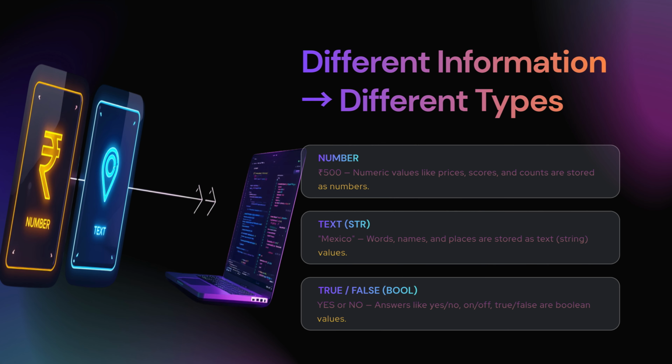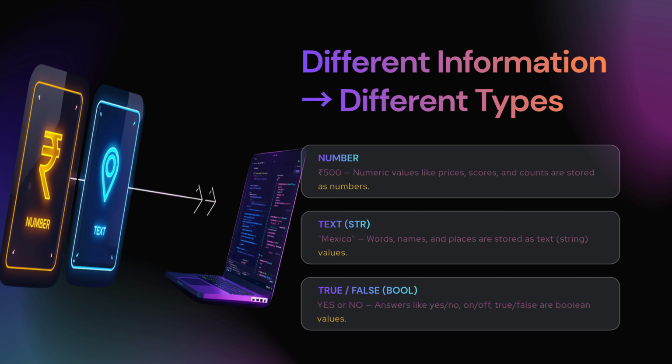Let's take a simple real-life example. Imagine someone tells you 500. You immediately understand that this is a number. Now someone tells you, Mexico. That's text. And if someone asks you a question and you answer yes or no, that's a different kind of information. So even in real life, we naturally recognize different kinds of information. Numbers are numbers. Words are words. And yes or no represents a true or false situation. Programming works in a very similar way. The computer also needs to know what kind of information it's dealing with.